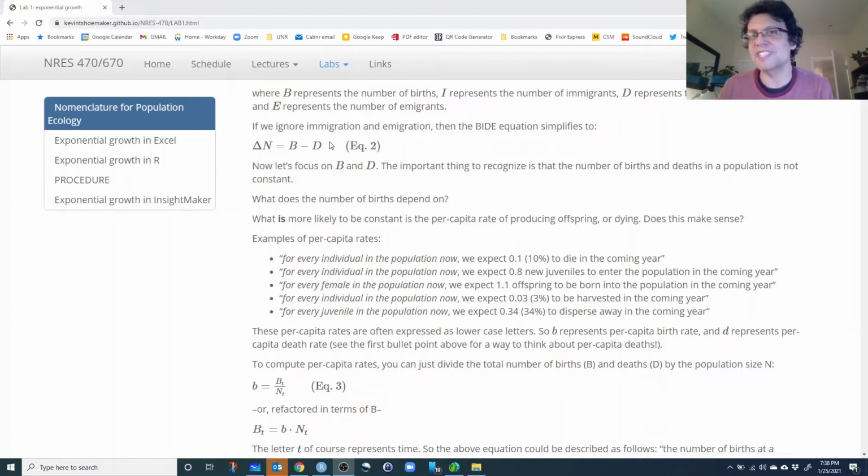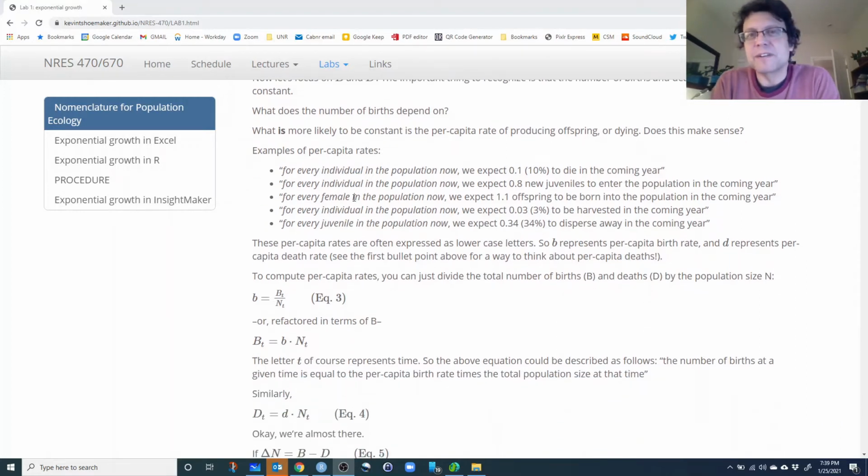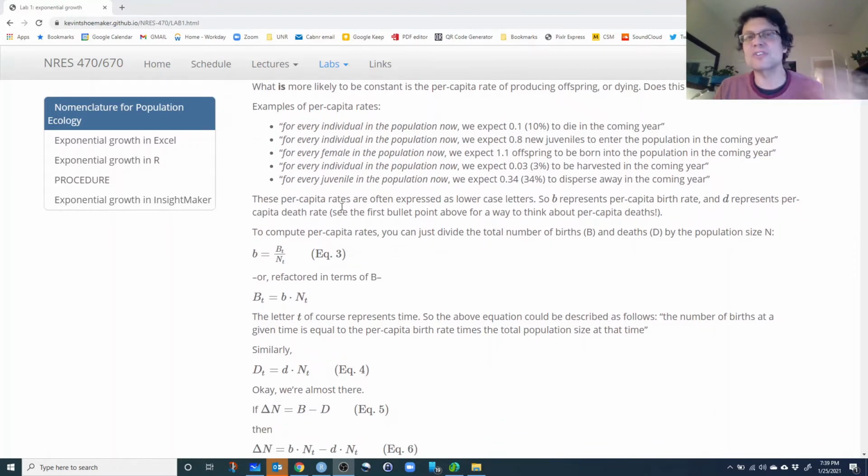No matter what the population size is, perhaps, we can think of, or at least assume in this very simple population model, that every female in the population, whether the population is really small or really big, is capable of giving birth to, on average, 1.1 offspring per time step, per year or something like that, right? So we have to start thinking about per capita rates, not the total number of births, not the total number of deaths, but the per capita birth rate and the per capita death rate. So it's really important to start thinking about per capita rates. So let's think about how we can, in plain English, talk about per capita rates.